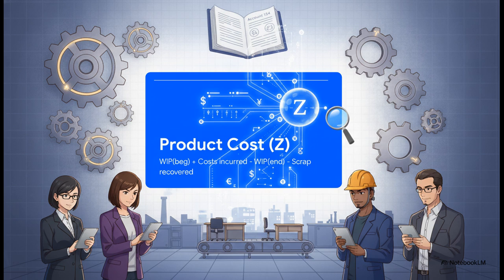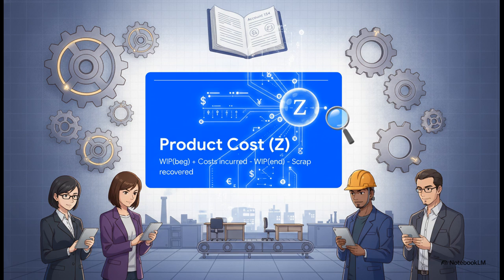Now it's time to actually apply this theory to a real-world scenario. Southern Furniture is producing a batch of office desks this May. But before we crunch any numbers, let's lock in the master formula. Total product cost, which we call Z, equals your beginning work in process plus total costs incurred during the period minus ending work in process minus any recovered scrap.